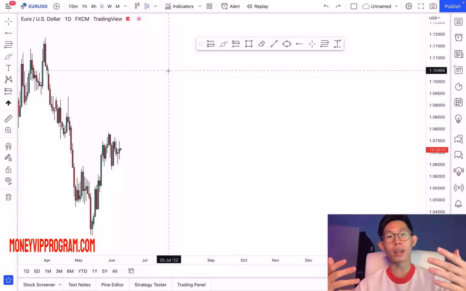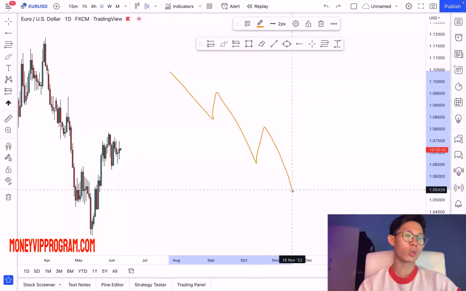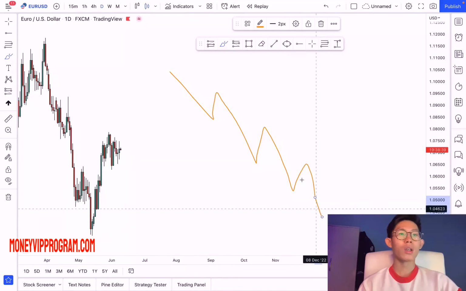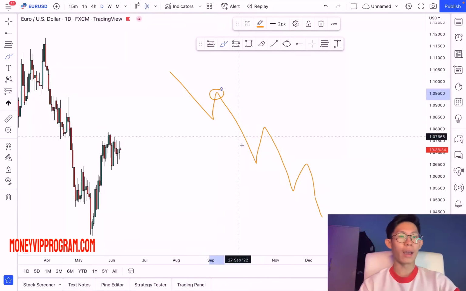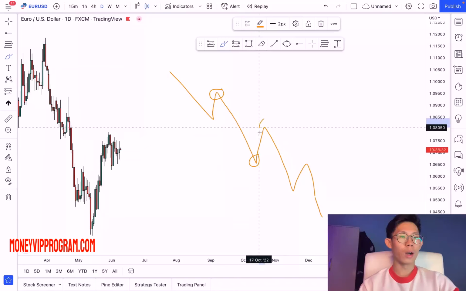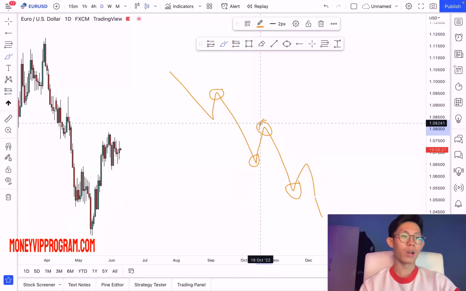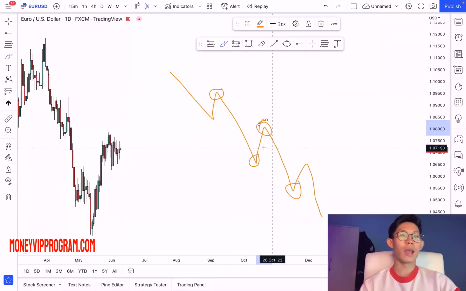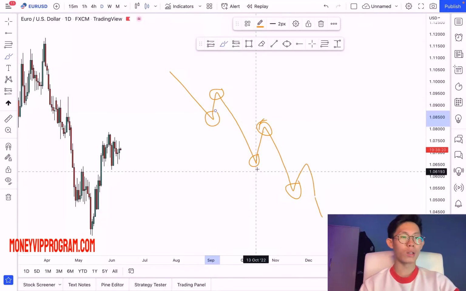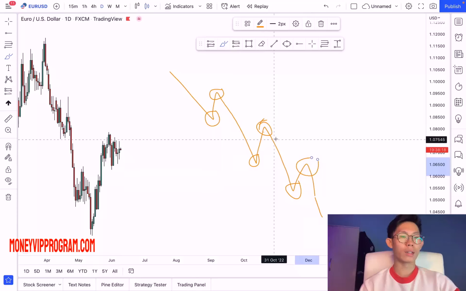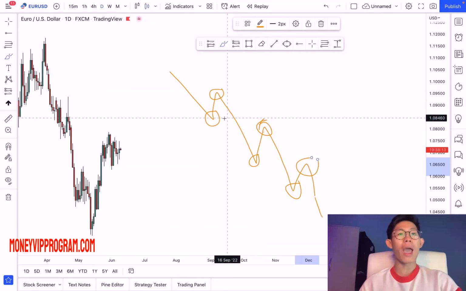It's the exact same thing in a downtrend. Price goes down, retrace a bit, go down, retrace a bit, go down, retrace a bit, and then go down. So in a downtrend, price is making what we call the lower high and lower low. You can see this high right here is lower than the previous high, and this low right here is lower than the previous low, and then this low is lower than this low. So in a downtrend, price should be making lower highs and lower lows.